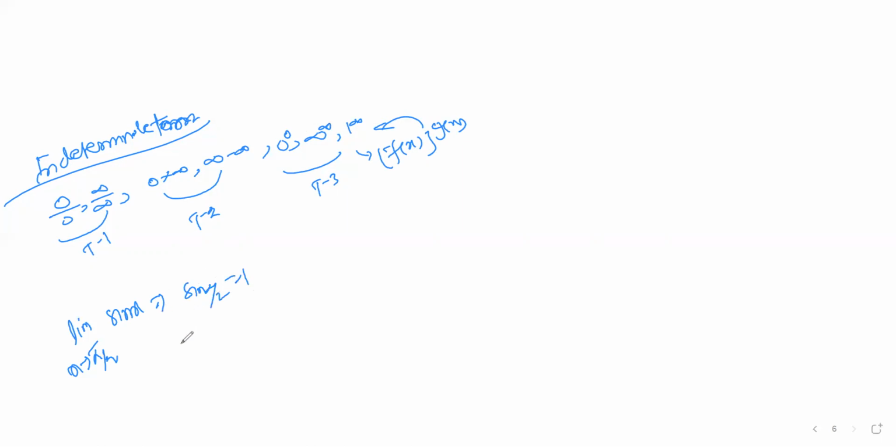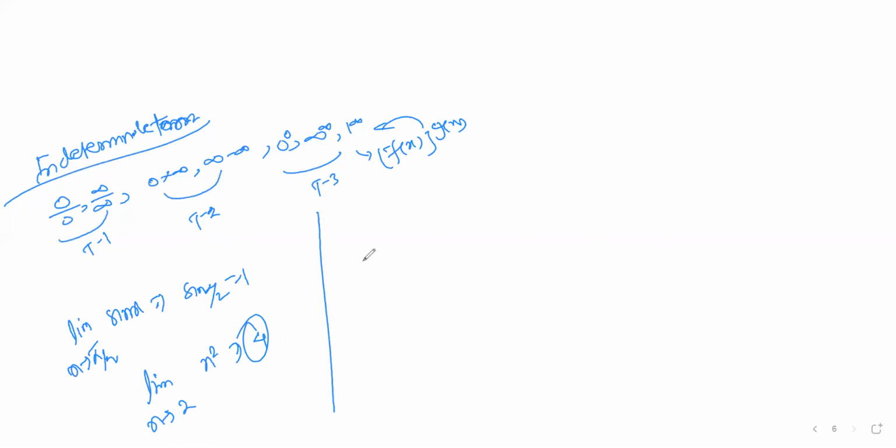If the form is not indeterminate, then you can find out the limit directly. Like if you want to find the limit as x tends to 2 of x square, what will be the value? It is 4. The limit as x tends to 2 of x square means the value must be equal to 4. But these are not indeterminate.